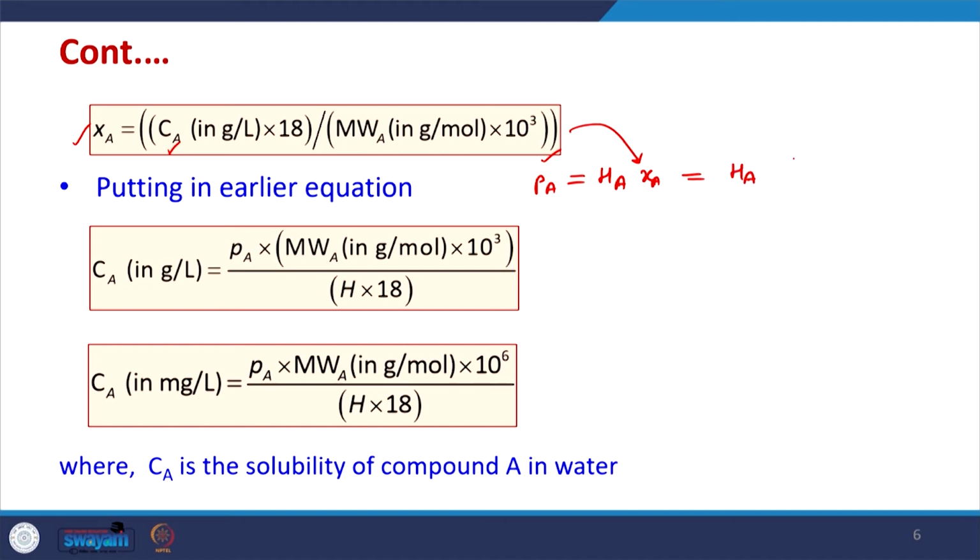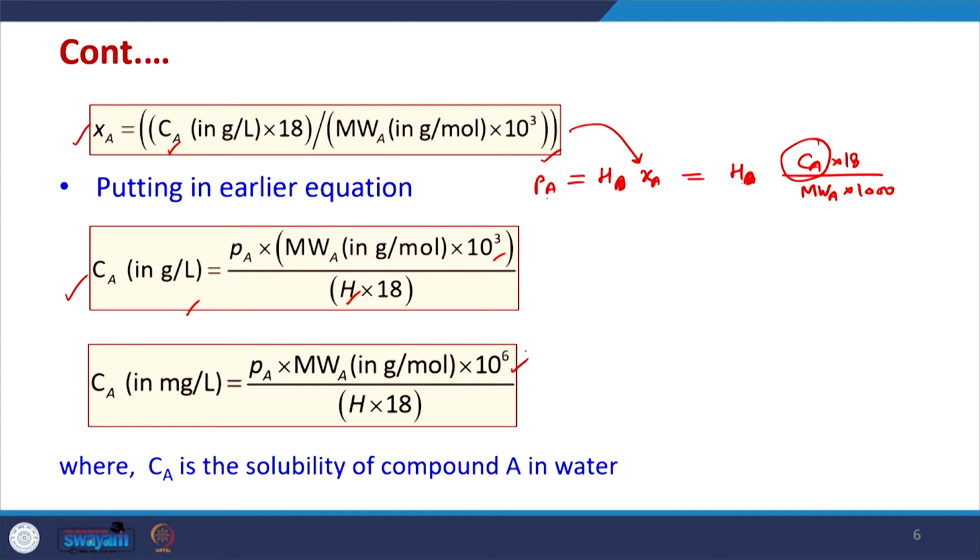So, it becomes H A C A into 18 divided by molecular weight of A into 1000. From that we take out the C A. So, C A in gram per liter will be equal to P A into molecular weight into 1000 divided by the Henry's constant, sorry, this will be H, and this will be 18. So, H with respect to A we can write like this also. This is in gram per liter, and in milligram per liter it will be 10 raised to 6 here.